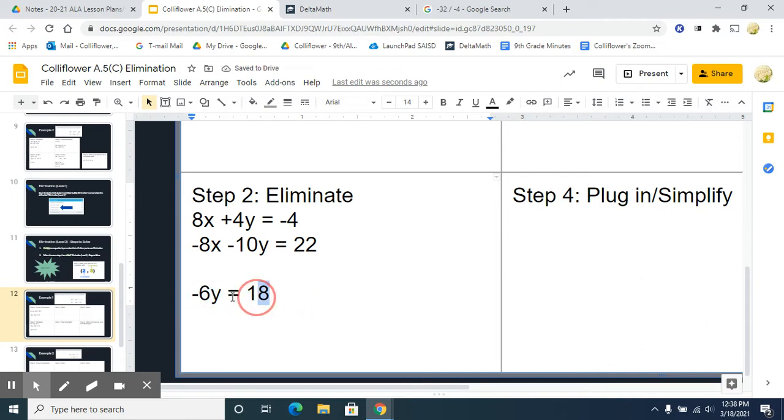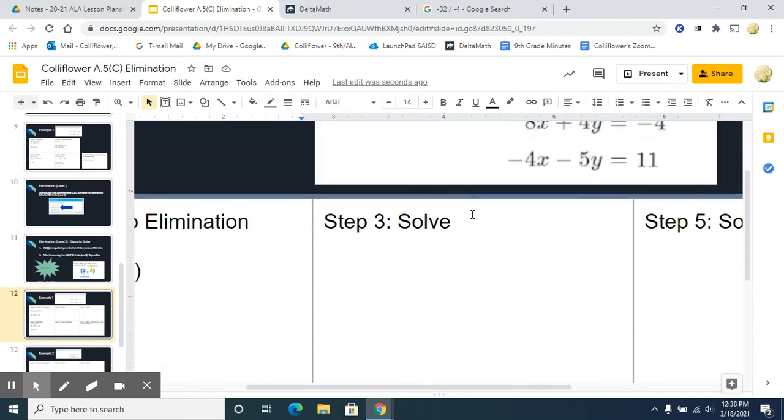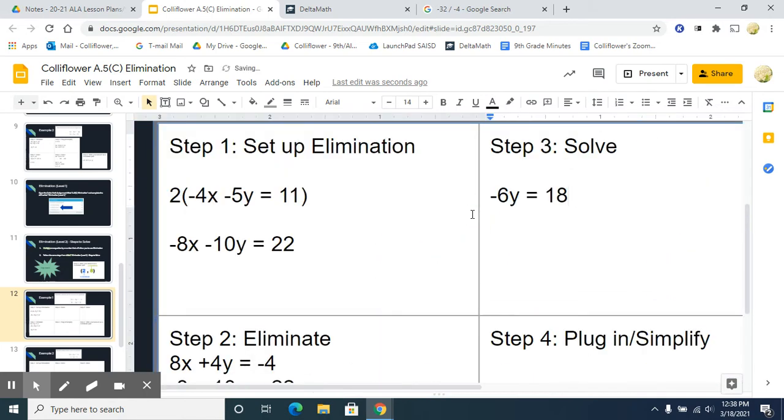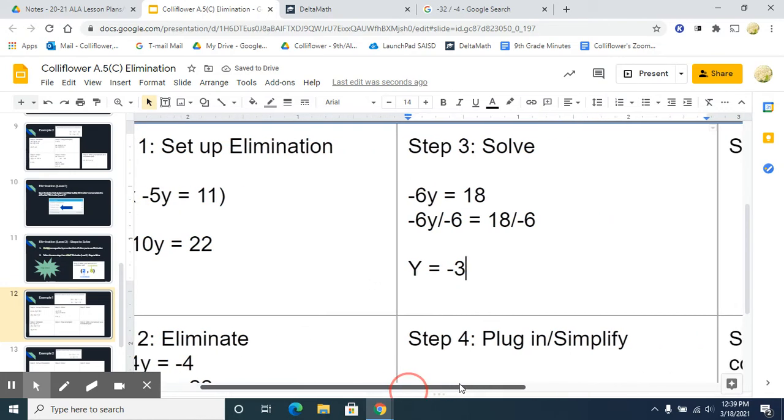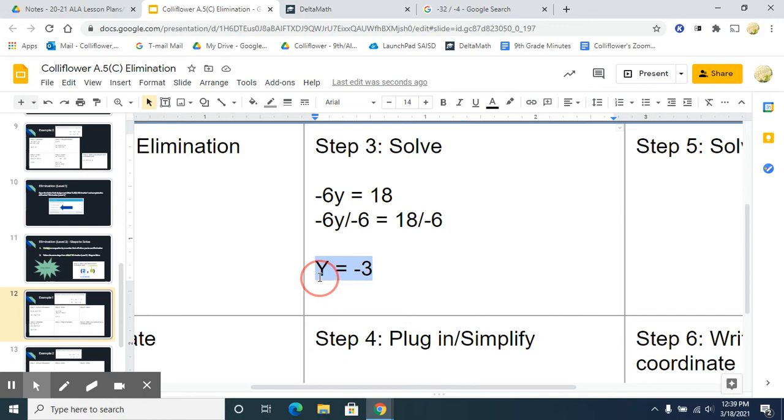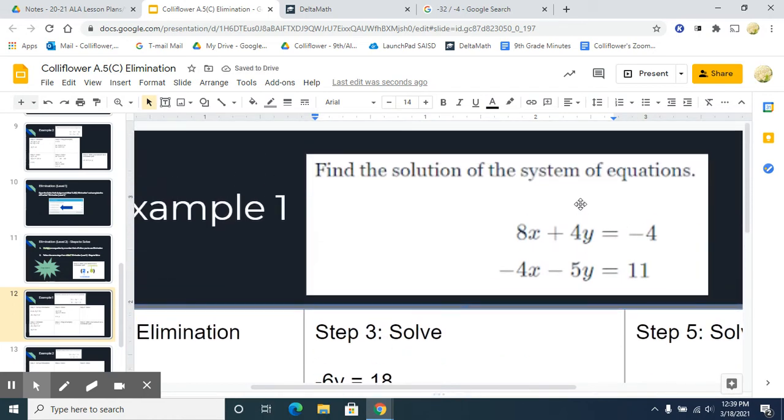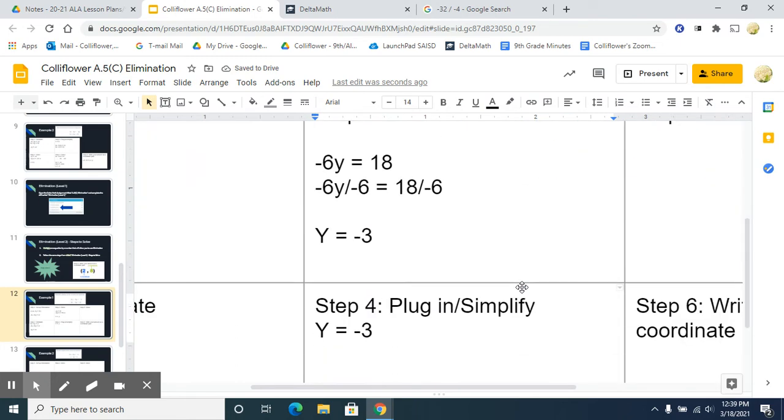Now I can take this equation and solve for y. I divide both sides by negative 6. That gave my value for y. y is equal to negative 3. So I'm going to take my value of y and plug it into one of these equations. Let's plug it into the first equation.